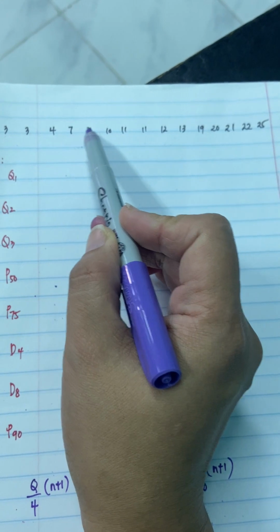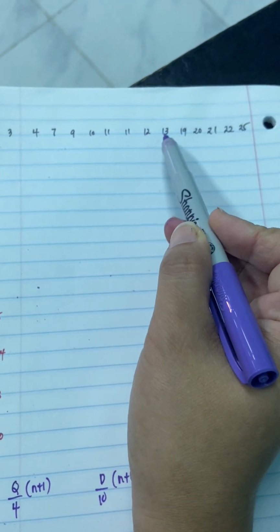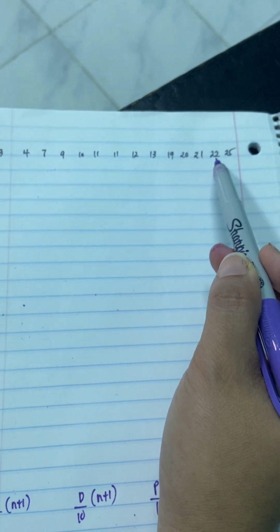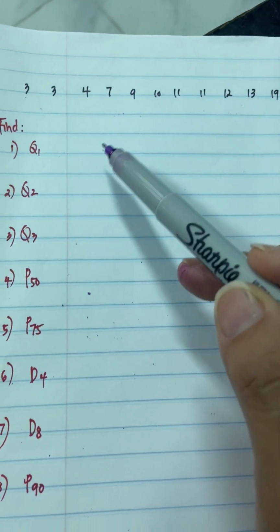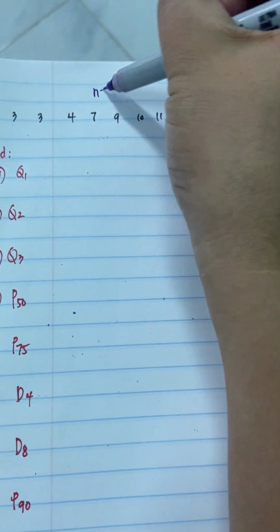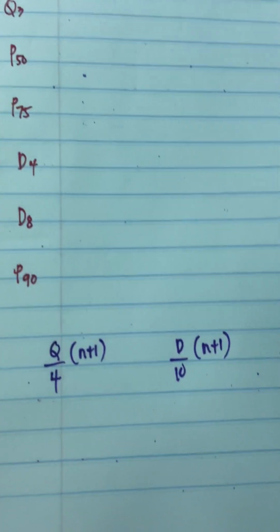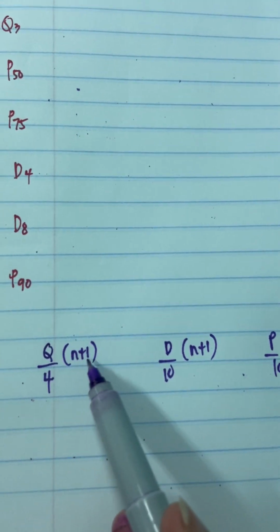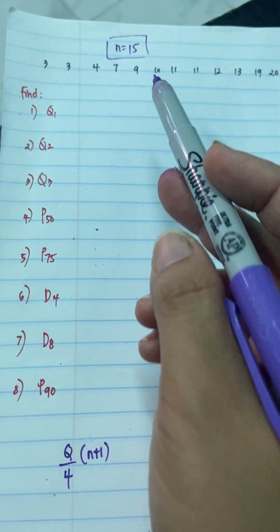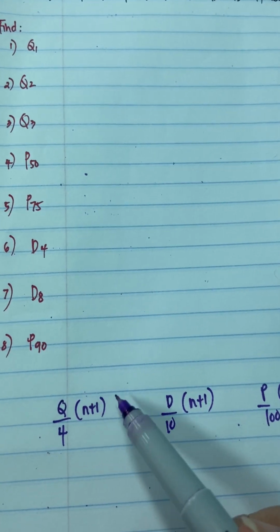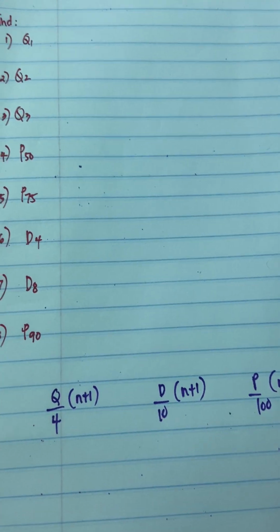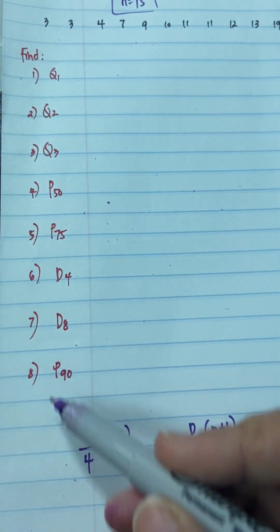1, 2, 3, 4, 5, 6, 7, 8, 9, 10, 11, 12, 13, 14, 15. So that means that our n is equal to 15. We need this because, as you can see, our formula has an n plus 1. So if that is 15, we're going to use 16 because 15 plus 1 is 16. Okay? Now, we're going to find the following.